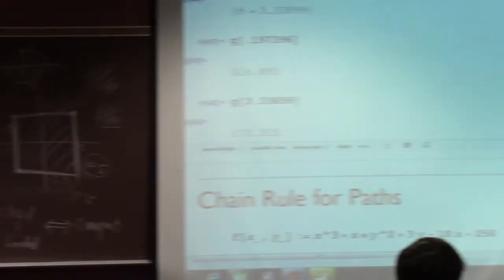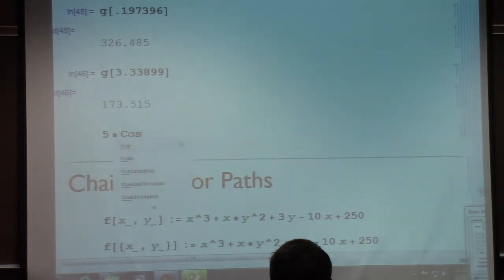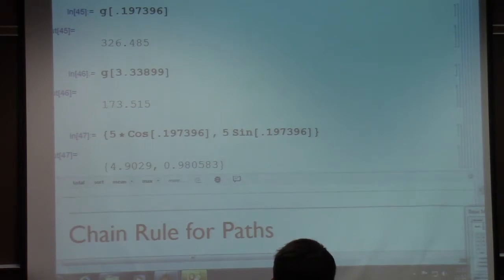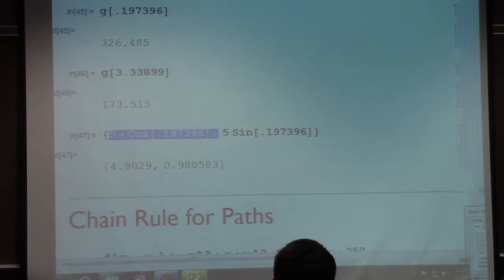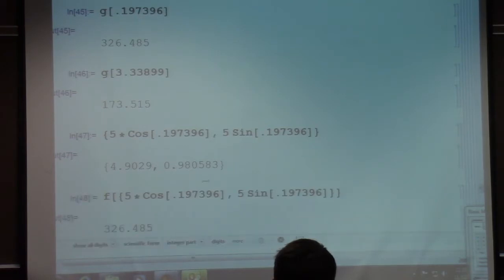What x, y points do they occur at? Well, just find 5 times cosine of 0.197396 and 5 times sine of 0.197396. That point is where the global max is, and we can plug this into the original f as well to get the same output, 326.485.